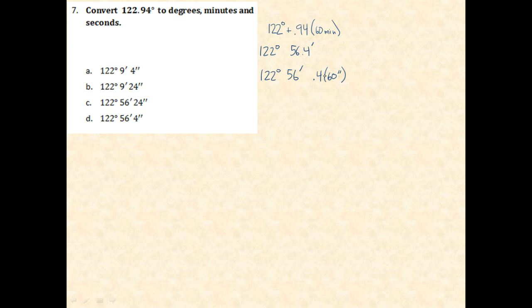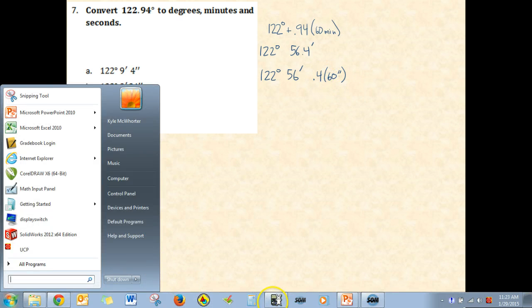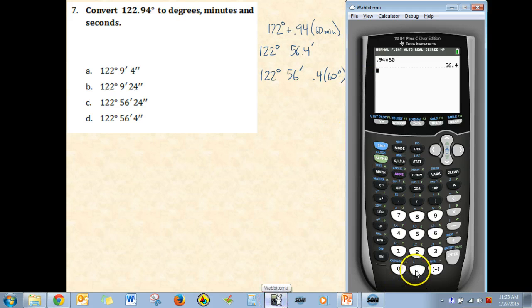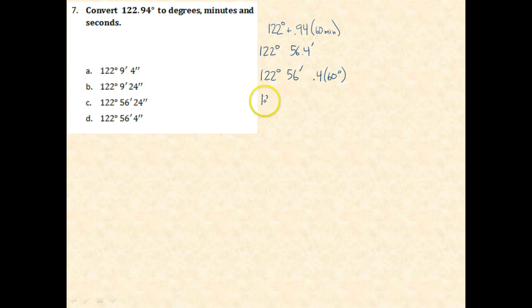So I'm going to use my calculator again to figure out how many seconds that is. 0.4 times 60 seconds is 24 seconds. So 122 degrees, 56 minutes, and 24 seconds.